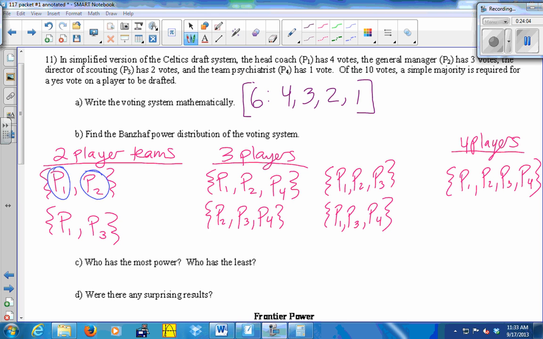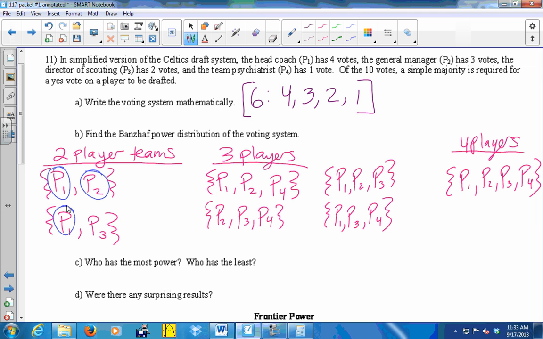So player 1 and player 3. It's a 2-player team. Can either player stand alone? No, neither one can leave. They need each other, so they're both critical. Now the 3-player coalitions are a little harder. You have to check each player leaving individually.